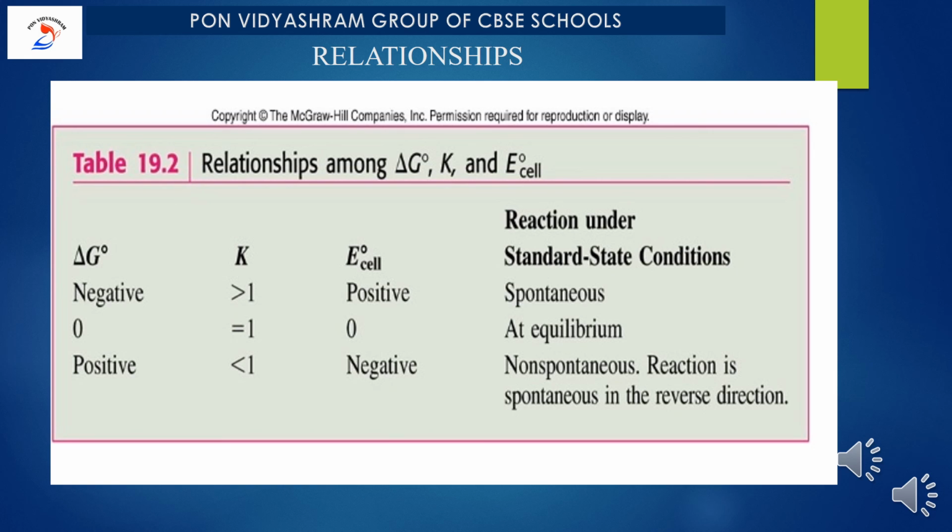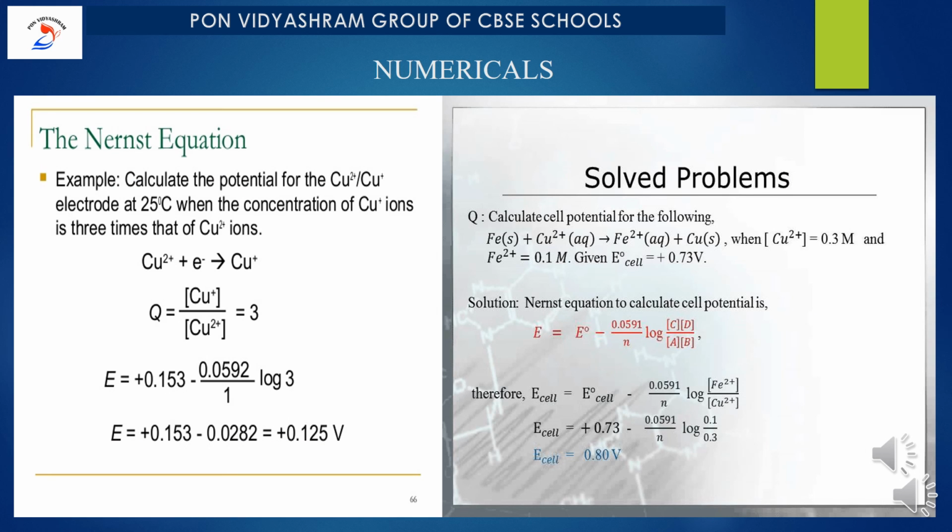Please remember. Now, let me solve some numericals. They are simple to solve, based on the Nernst equation, but they are considered to be very important. The first one: calculate the potential for the Cu2 plus converted into Cu plus electrode at 25 degrees Celsius when the concentration of Cu plus ion is 3 times that of Cu2 plus ion.